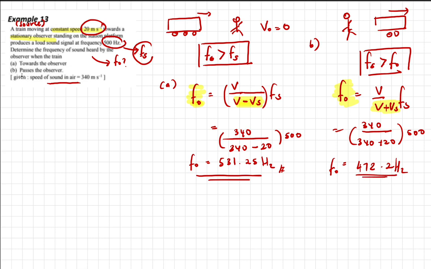So again, when it's moving away, you can see the frequency heard by the observer gets smaller, 472.2, compared to when it's moving towards, that one is 531.25. Okay, so that is for example number 13.